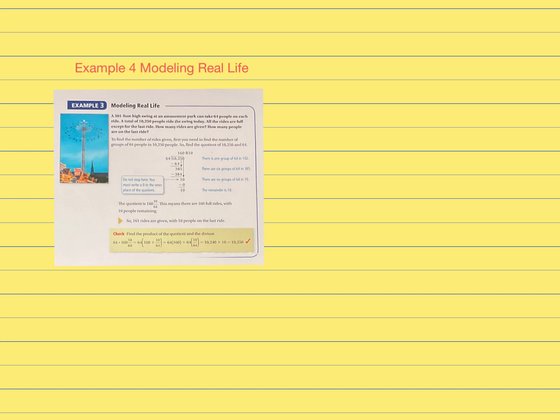So what we do is we write out our 10,250 people that rode the ride, and we know that there's 64 people on each of the actual rides. Everything was full except for that final ride. So this is how we know we got to divide those out. All right, so the first thing you start with is 64 cannot go into 1. It cannot go into 10, but it can go into 102 equally, but it can only go in there one time. Okay, so 64 can go into 102 one time.